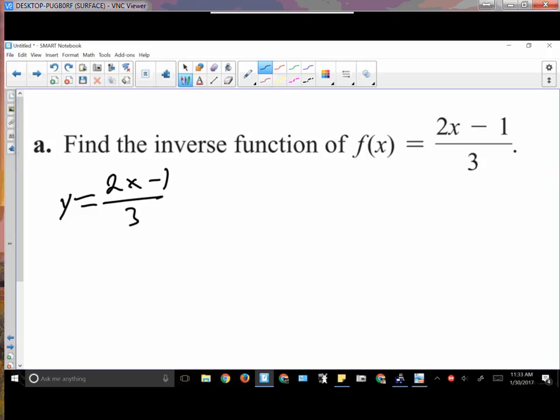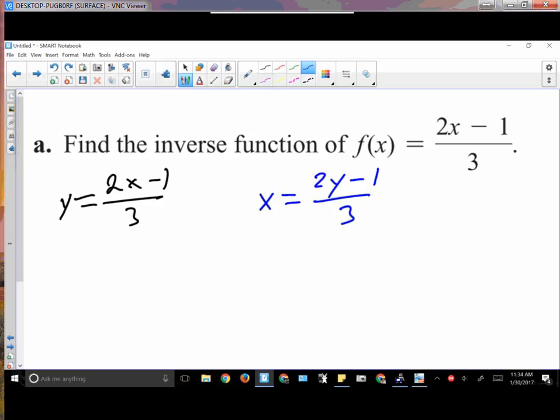Okay? Now, I want the inverse. Switch x and y. So, switch x and y. That means that it's going to be x is equal to 2y minus 1 over 3. Can you solve for y?